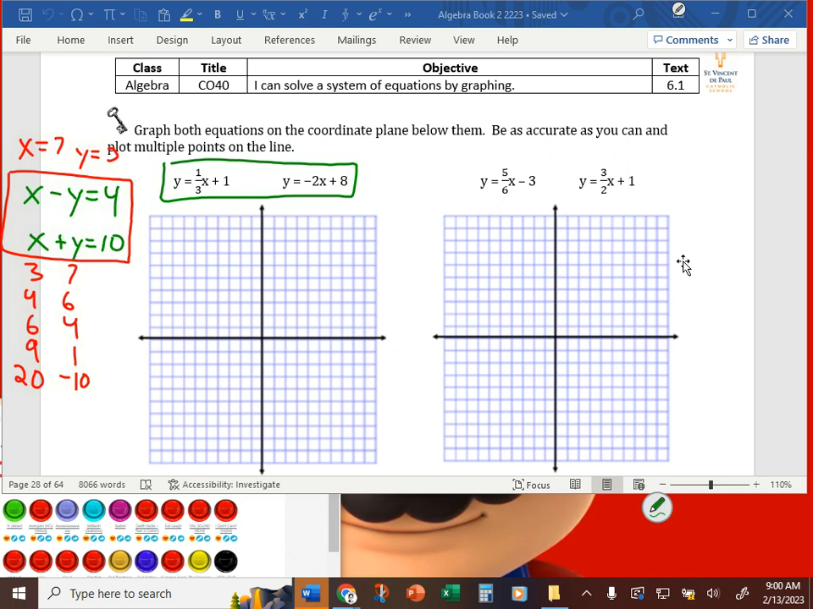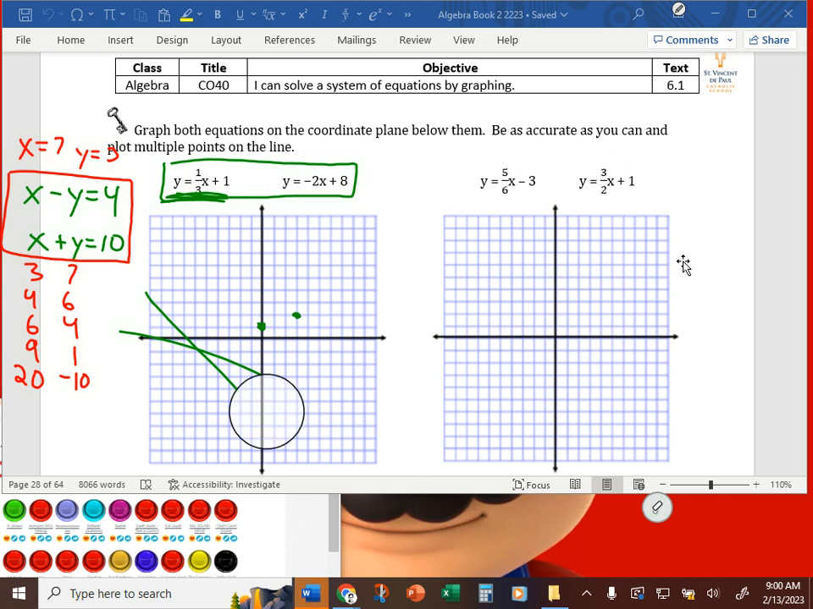Our first one, we'll do it in green here. Y equals 1/3 x plus 1. We've graphed equations before. We know how this works. Y-intercept, positive 1. Slope of 1/3, up 1 over 3. Now, in the past, when we've graphed equations, we've only plotted 2 points. It might be helpful to plot more here because accuracy is going to matter. If your lines aren't accurate, it's not going to work well.